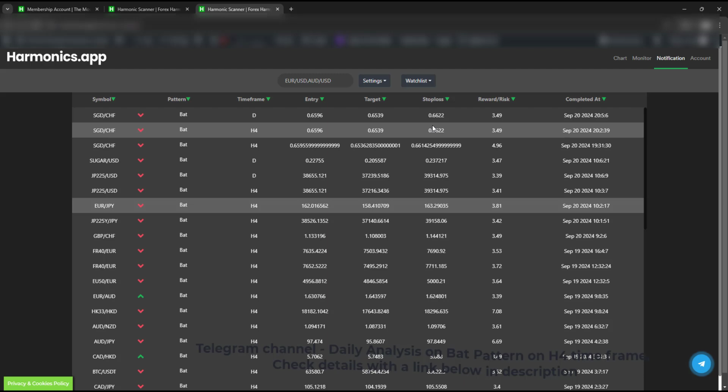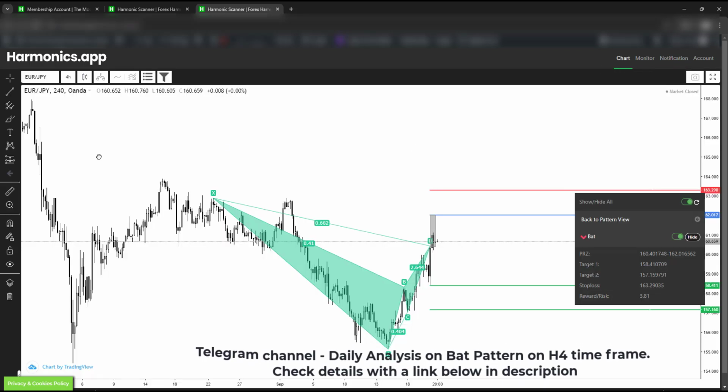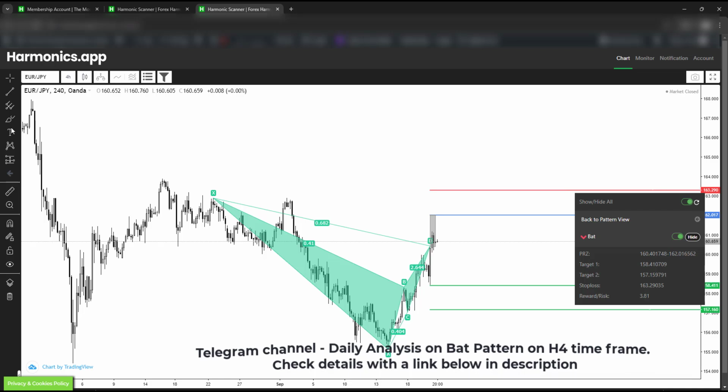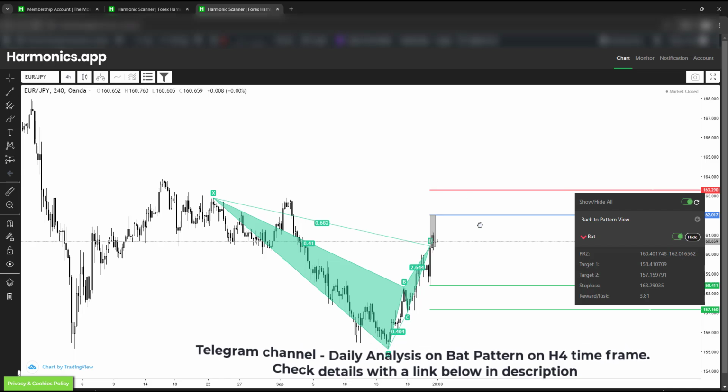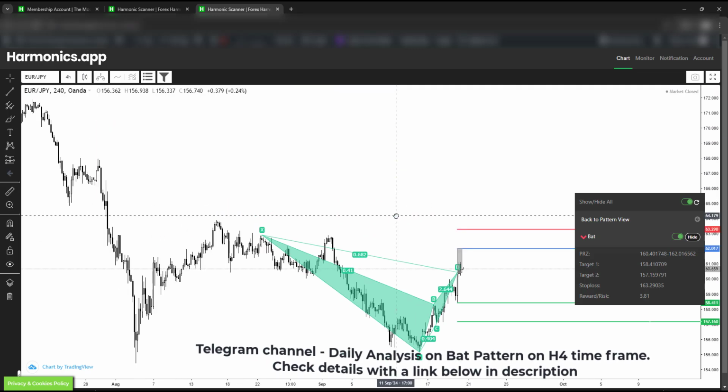This is great information which you receive immediately after the scanner detects this pattern on the chart. So you do not waste time waiting and also going here, following on your own when this pattern will form. This is great information for your trading. Now you can see how this looks. You have several options. You can also draw on your own these tools for drawing to make technical analysis or to make any other changes on the chart.